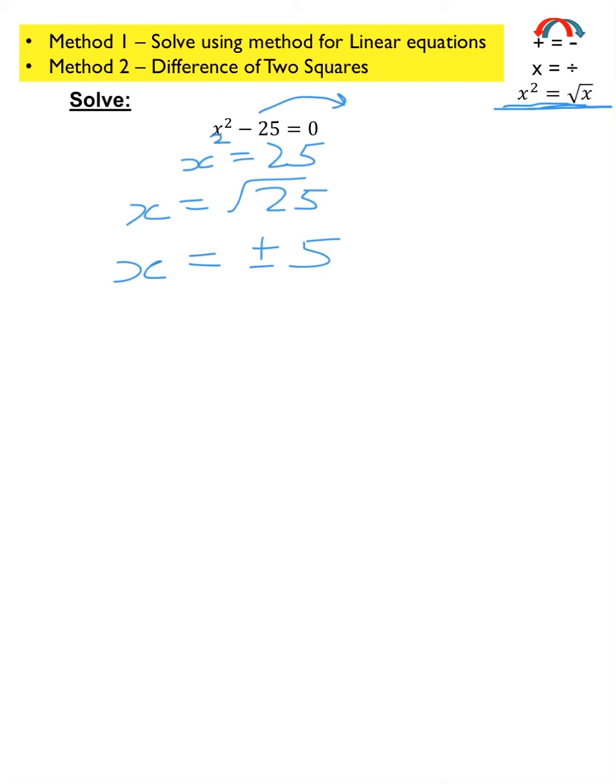Now that plus or minus is very important, because remember, if you square minus 5, you'll also get positive 25, because a minus times a minus is a plus. So you have two answers. You can have plus 5 or minus 5. And that's the same when you square root any number. You can have a plus answer or a minus answer.